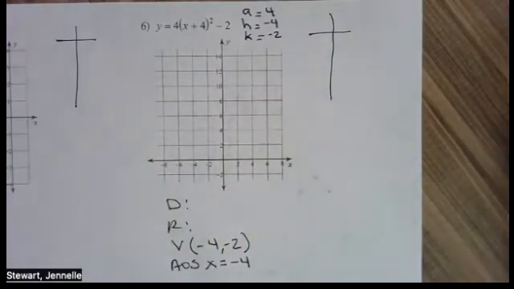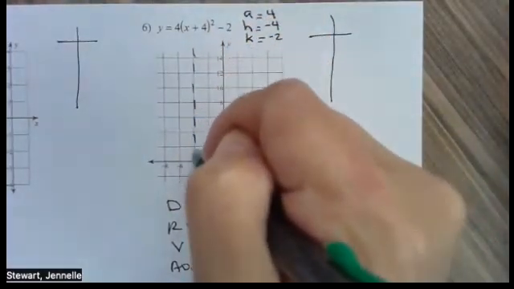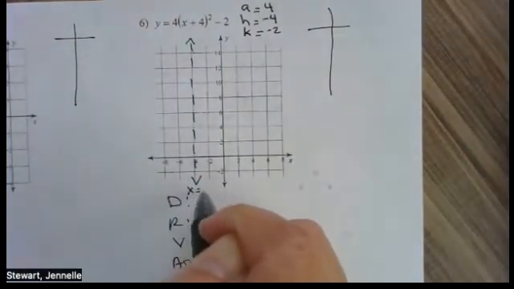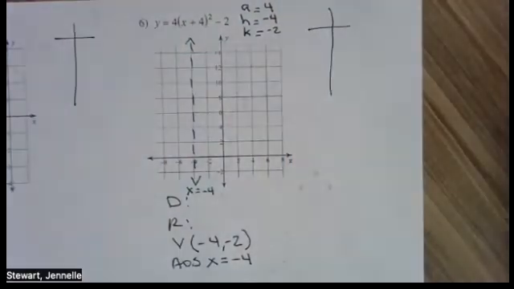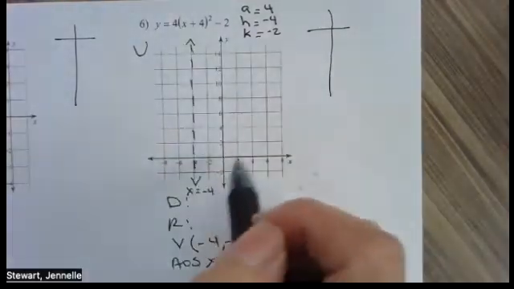And we can draw that in and label it x equals negative 4. Now, because A is positive, it's actually going to be a happy face. It's going to face up. And I can also label my vertex here, which is negative 4, negative 2.